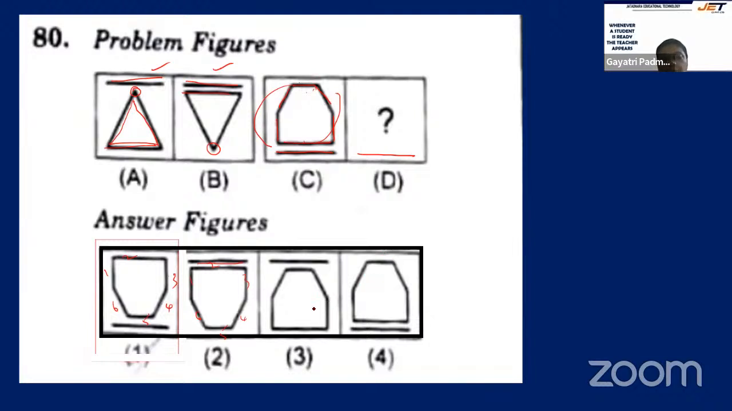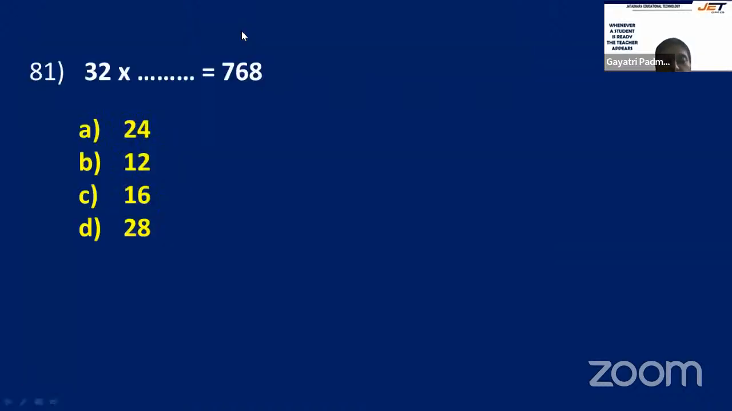So we should have only line down. See here 1, 2, 3, 4, 5. But this is the same figure, so this is also not right. So your possible answer should be option 1. Let's check the answer. Yes, it is option 1.